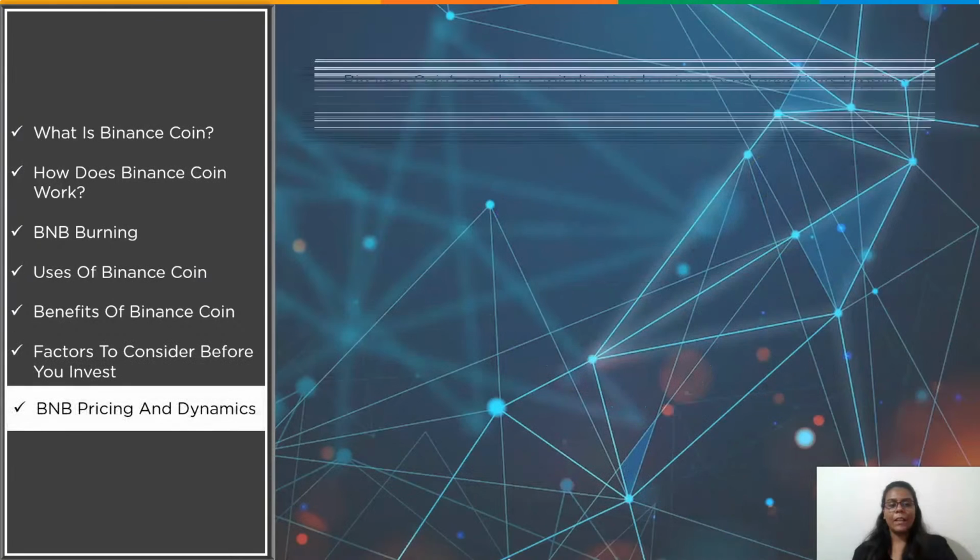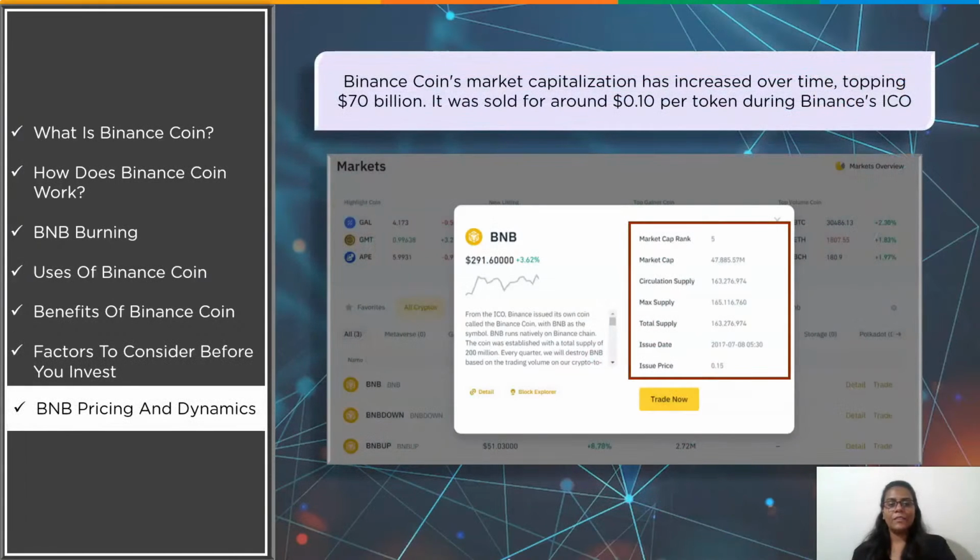Now, as we are talking about investments, let's have a peek at BNB pricing and dynamics. BNB's pricing has traditionally varied in a similar way to the price of other crypto assets traded on the market. Binance Coin's market capitalization has increased over time, topping $70 billion. BNB was also sold for around $0.10 per token during Binance's ICO.